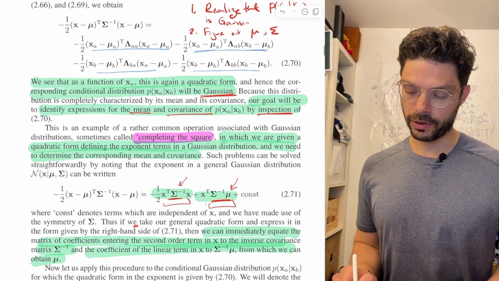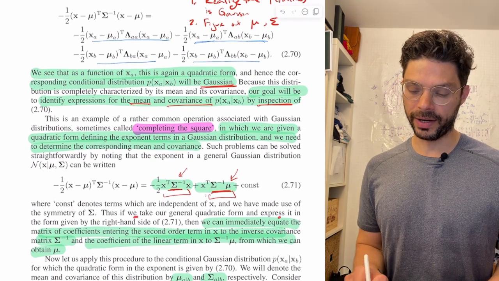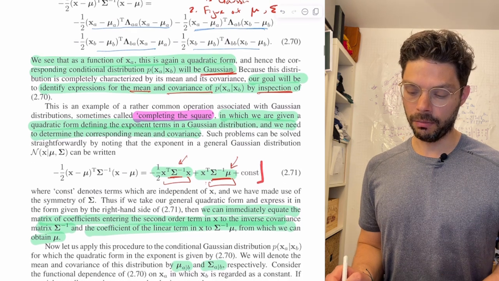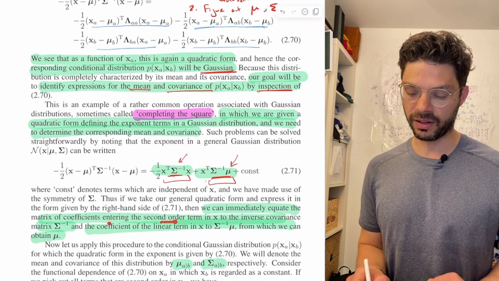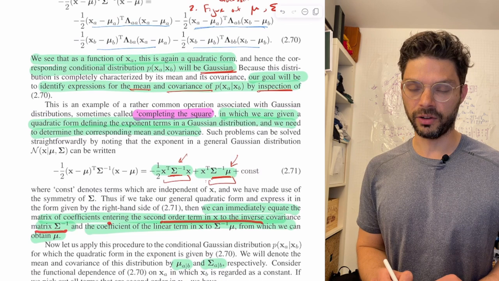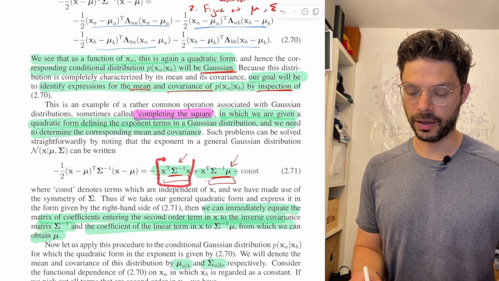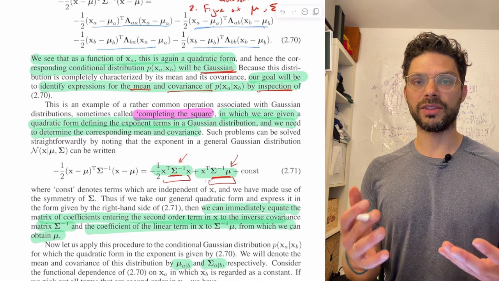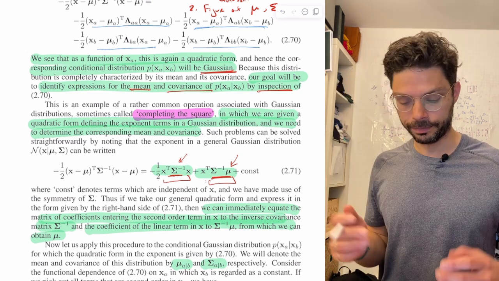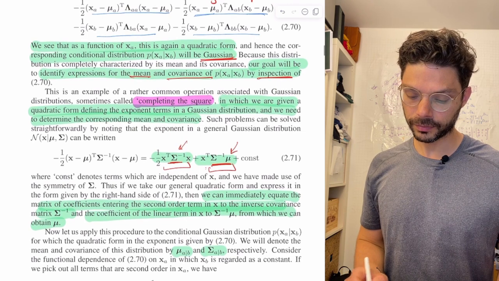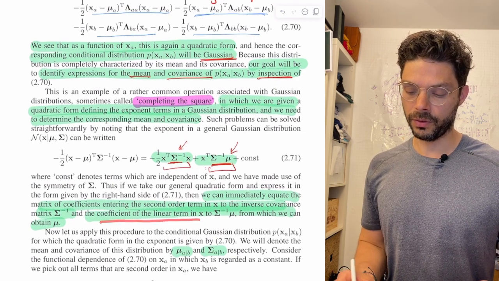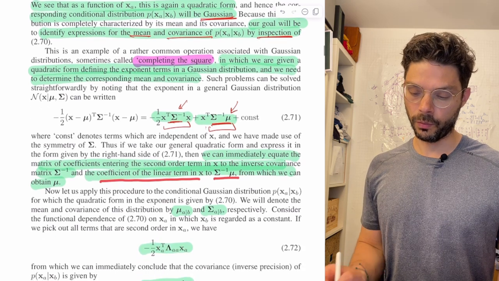Thus, if we take our general quadratic form and express it in the form given by the right-hand side of 2.71, we can immediately equate the matrix of coefficients entering the second order term to the inverse covariance matrix. That's what we just said. So we just look at anything that's quadratic in x. That's going to give us our precision that we're after. And the coefficient of the linear term is sigma minus 1 times mu, from which we can obtain the mean.